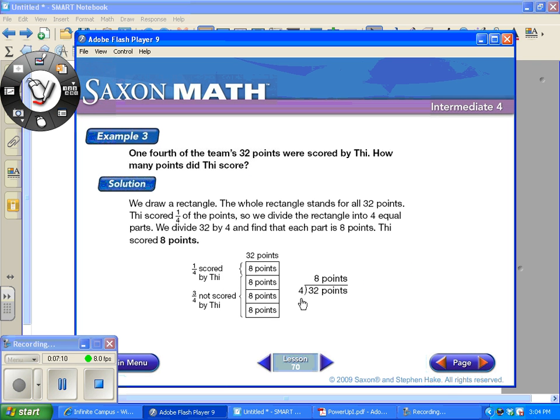And again, how can you prove yourself? Well, because 8 times 4 is 32. If I had goofed and put 9 up here, then I would say, oh, 9 times 4 is 36. Uh-oh, it doesn't match.